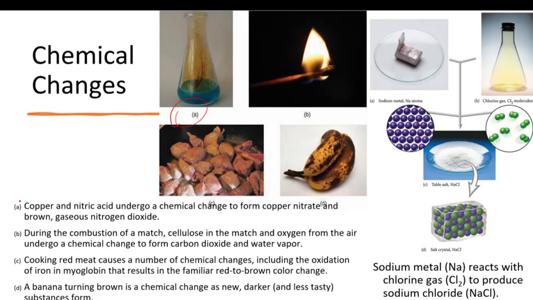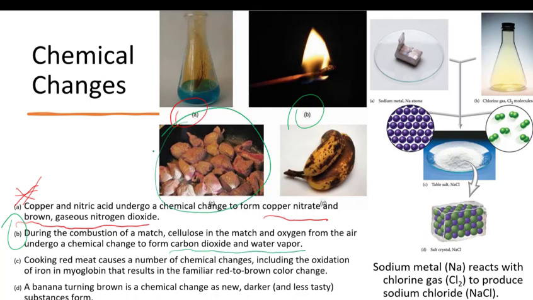Notice in letter A here, we can see that copper and nitric acid, so those would be the reactants, undergo a chemical change to form copper nitrate and a brown gaseous nitrogen dioxide. Let's look at B. During the combustion of a match, cellulose in the match and oxygen from the air undergo a chemical change to form carbon dioxide and water vapor.